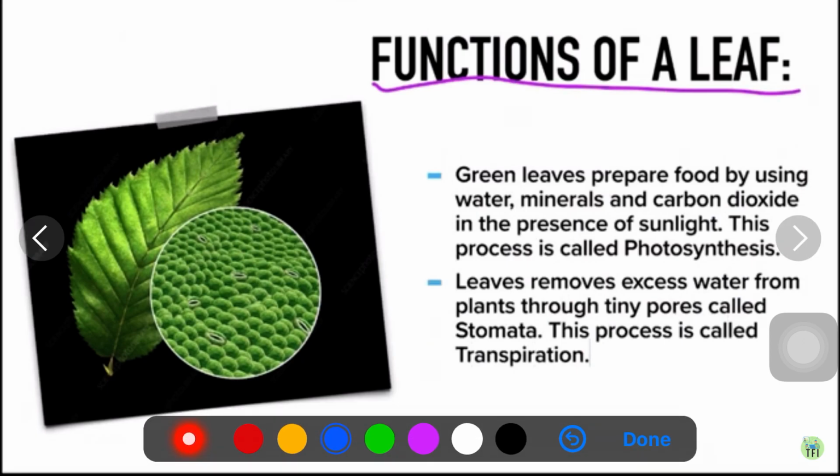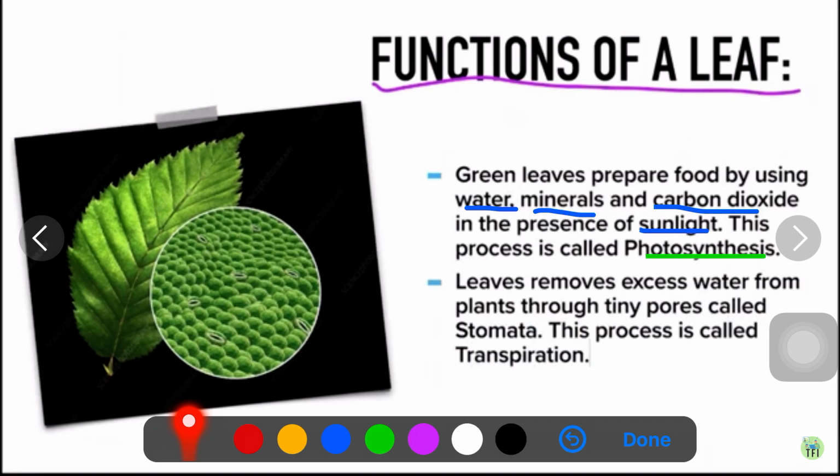Now, what are the functions of a leaf? Green leaves prepare their own food by using water, minerals and carbon dioxide in the presence of sunlight. This process is called photosynthesis. As you all know, students, making of food is called photosynthesis of a plant. This food is present in the leaves of the plant. Chloroplast is an organelle of a leaf where the process of photosynthesis takes place.